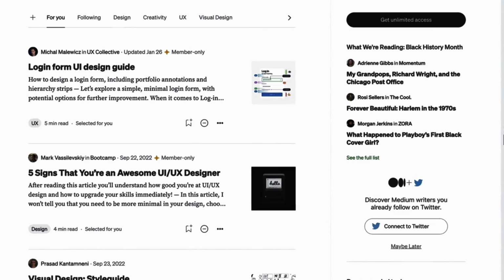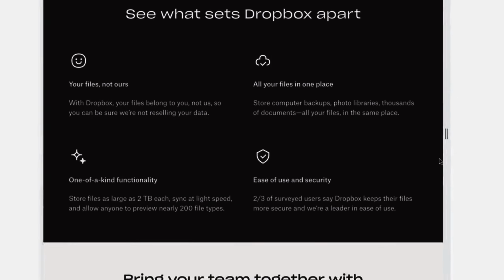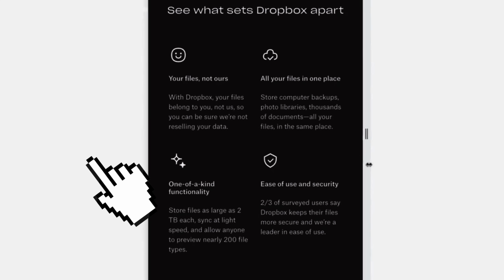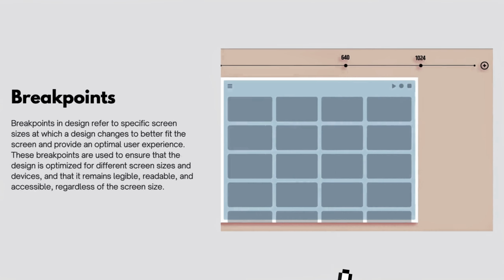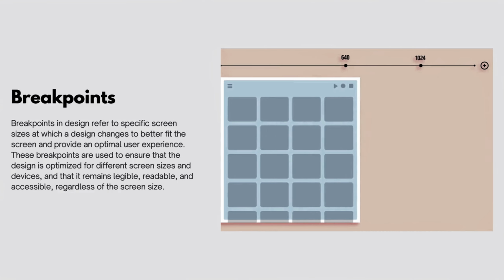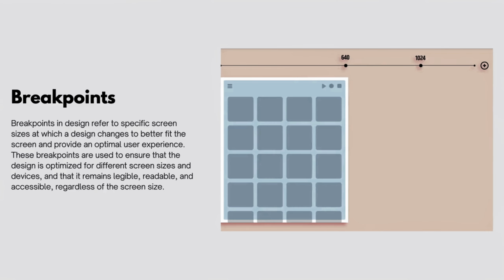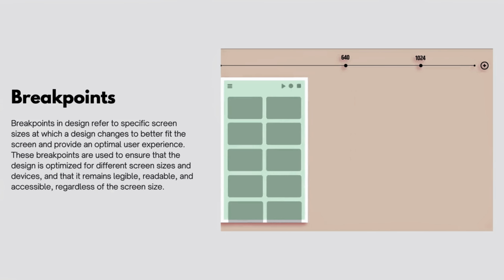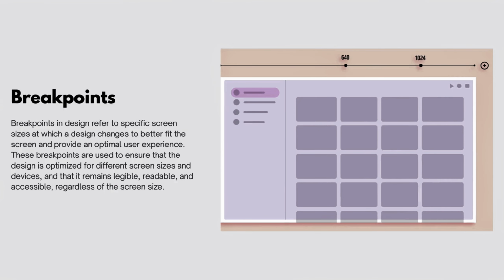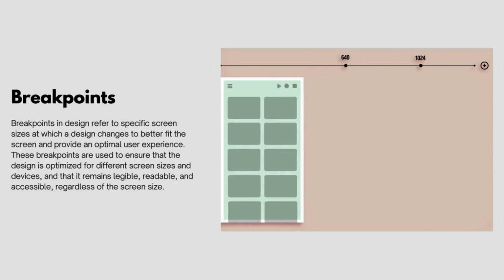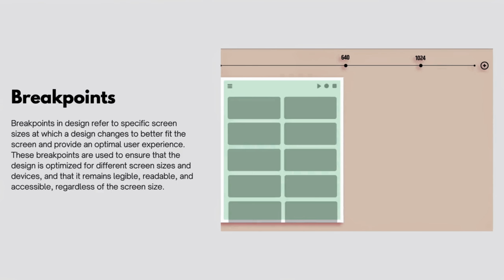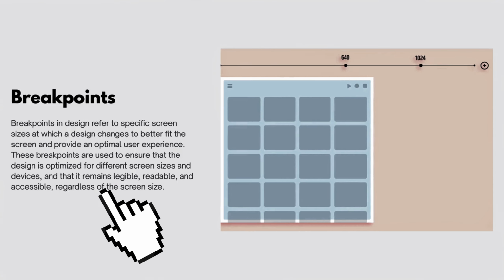Responsive layout is best used for websites that need to look good on a variety of devices, including smartphones, tablets, and desktop computers. Breakpoints in design refer to specific screen sizes at which a design changes to better fit the screen and provide an optimal user experience. These breakpoints are used to ensure that the design is optimized for different screen sizes and devices and that it remains legible, readable, and accessible, regardless of the screen size.